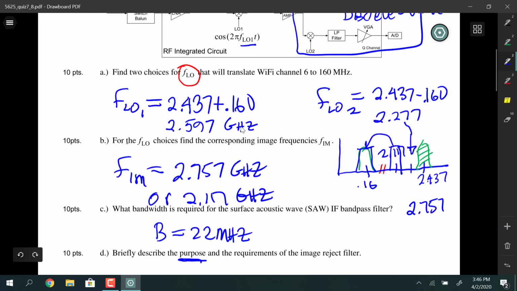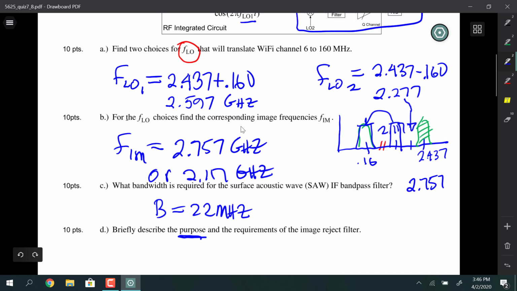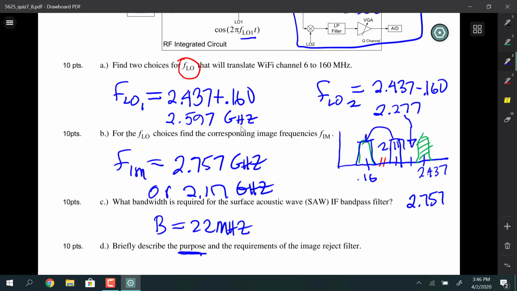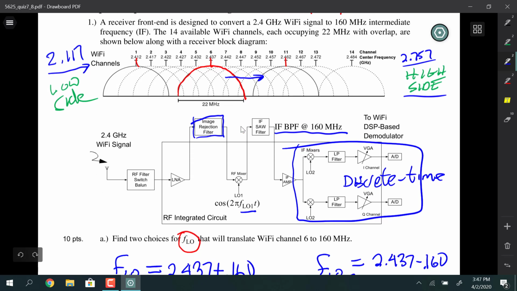So let's go on to the next page. The requirements of the image rejection filter are that it has to be able to block that 2.117, but in general it has to actually block a wider band if we want to be able to select different Wi-Fi frequencies. And presumably in the real Wi-Fi receiver, this is tunable so that you can set your receiver on whichever Wi-Fi channel you want to run your network at.